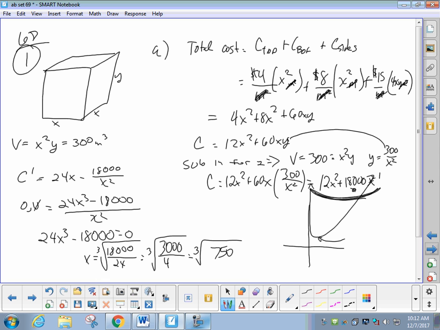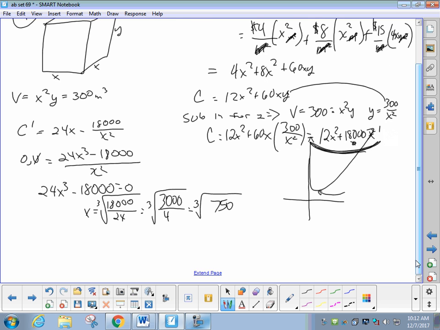Yeah, nine, a little more. That is a min, by the way. The derivative goes negative to positive there. C prime goes negative to positive, so I can be sure that's it. All right, 24. Does that make pretty much sense?